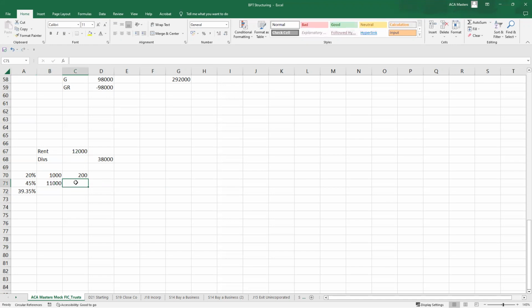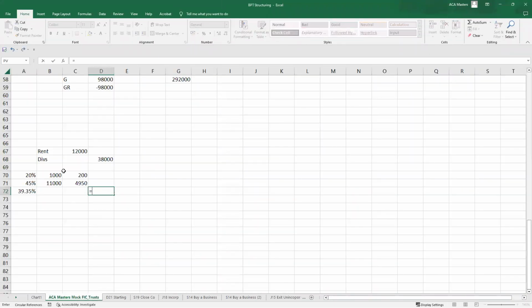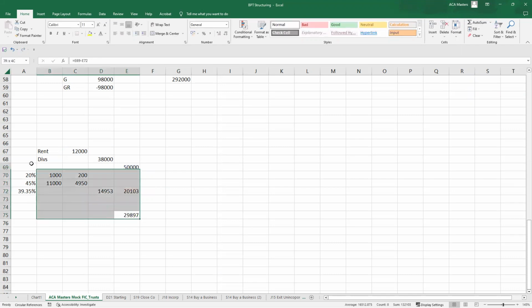So the rest of the property income at 45 and then the dividend income at 39.35. So then you'd have the total tax, and you could work out what would be left and what would be paid out to the children of that 50,000 of income. Quite a substantial amount of income tax there for the trust, of course, because it's all at those additional rates. So that's the amount that would be paid out as a dividend to the children.